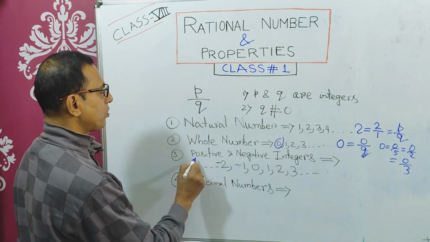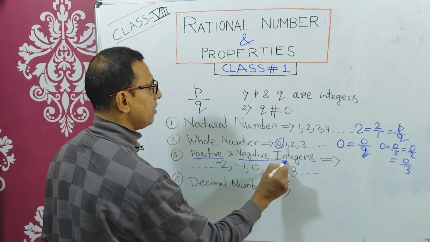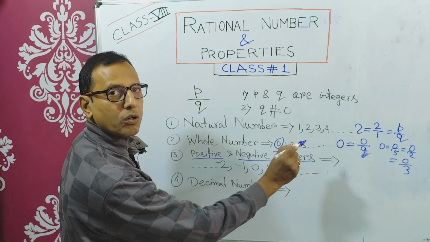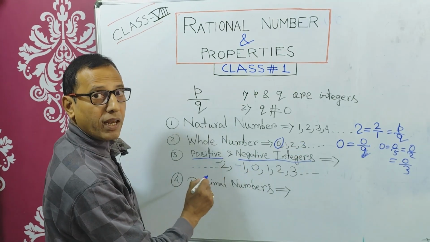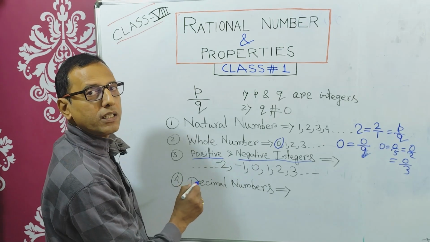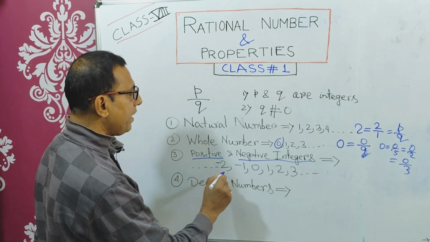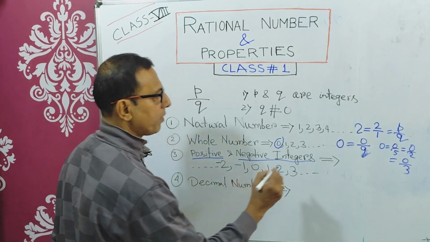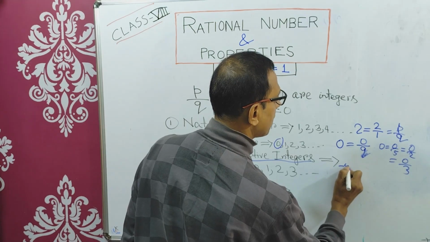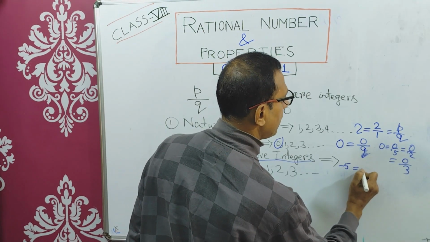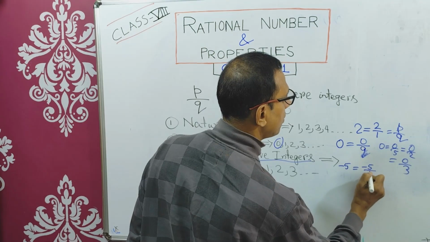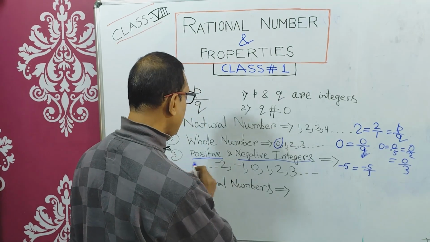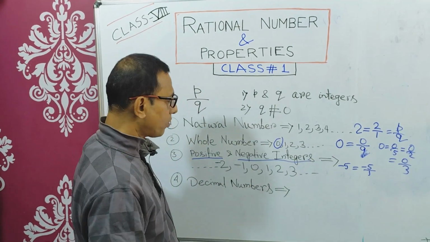Now consider positive and negative integers, with 0 in between. On the number line, the right side of 0 is positive integers, and the left side of 0 is negative integers, right? Any positive or negative integer you can express in the form of a rational number. Let's say minus 5. We can express it as minus 5 by 1. Divided by 1 means the same number. So that is also P by Q form. So any positive and negative integers are also rational numbers.